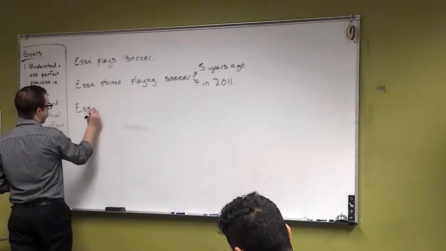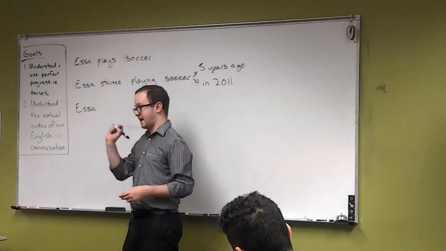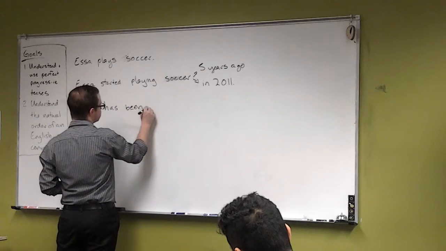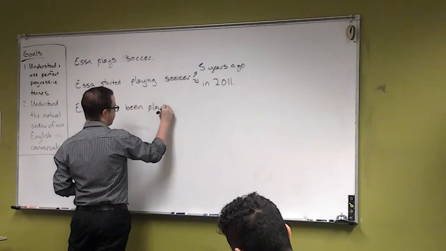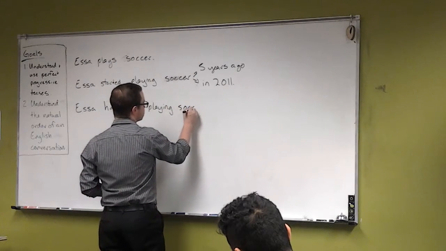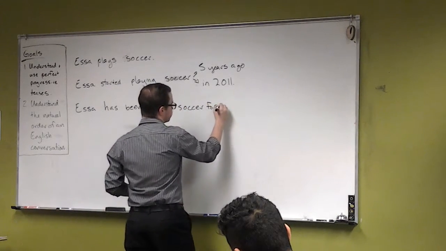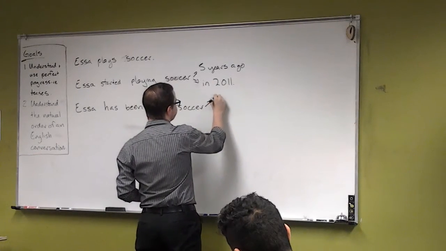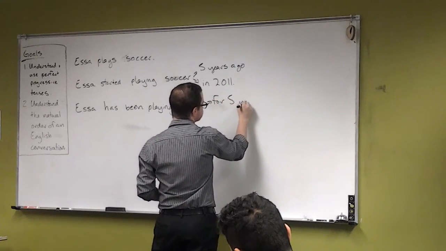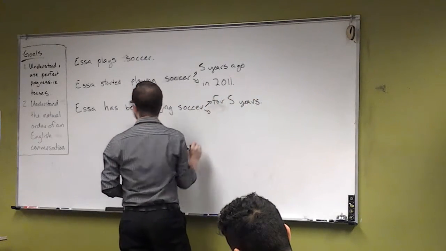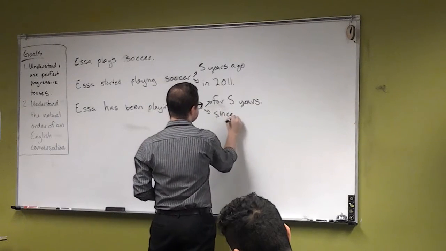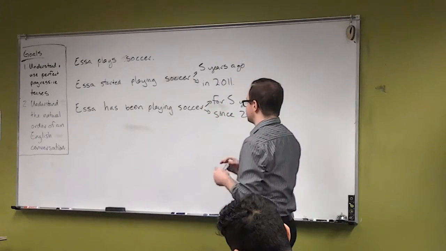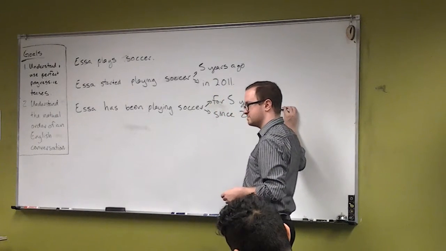Okay? Now, how can we make one sentence that puts these two meanings together? He has... Instead of he, Isa uses has. Has been playing for 5 years. Okay. So again, we're going to have two options here. You can say for 5 years, or since 2011. Okay? And so what does this sentence tell us about this?